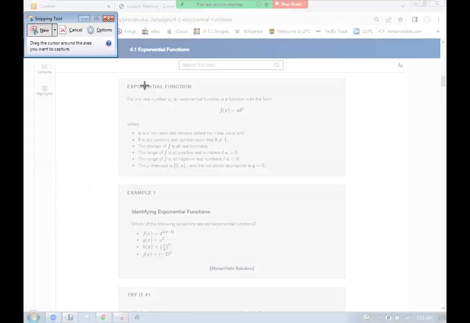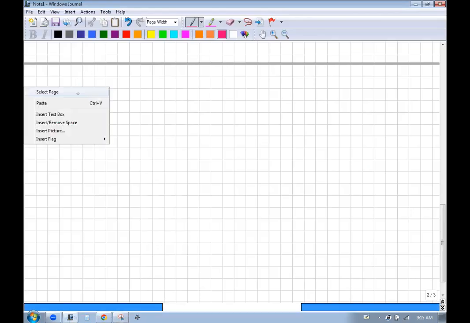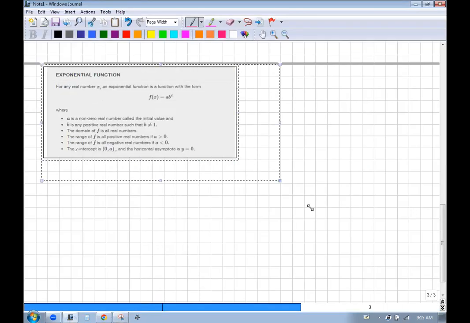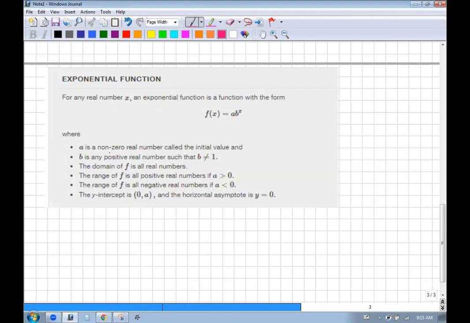Here's a reiteration of the definition. So a is a non-zero real number called the initial value or starting point. b is any positive real number, but not 1. The domain is all real numbers. The range is all positive real numbers, unless a is negative. If a is negative, then you're down here instead of up here. If a is negative, you just flip.